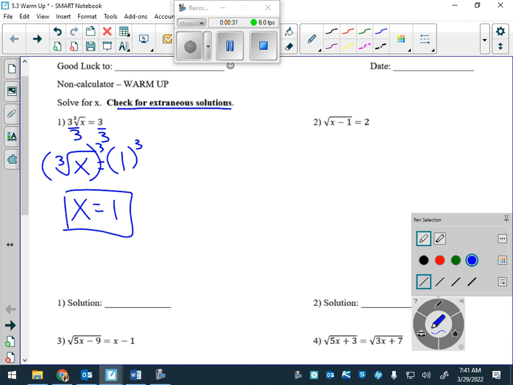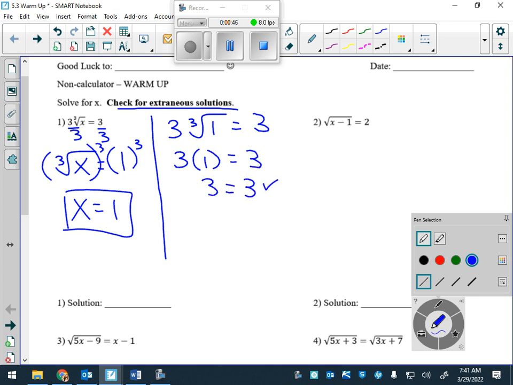When it says check for extraneous, you're taking your solution and substituting it back in. So we have 3 times the cube root of 1 equals 3. The cube root of 1 is 1. 3 equals 3, so x equals 1 is our solution. Okay, number 2, what do we get for an answer?